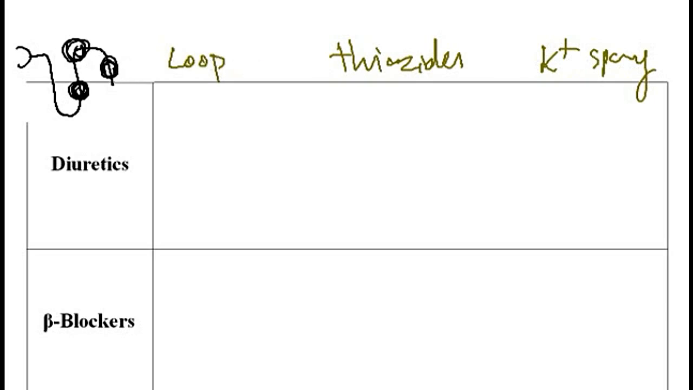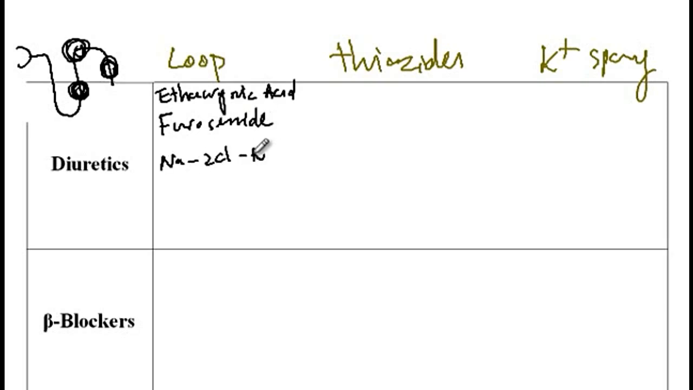collecting ducts. So starting with loop diuretics, these medications include, for instance, ethacrynic acid as well as furosemide. And what they do is that they block the sodium-2-chloride-potassium channel in the thick ascending loop of Henle, and thus it will inhibit the concentrating ability of the urine.